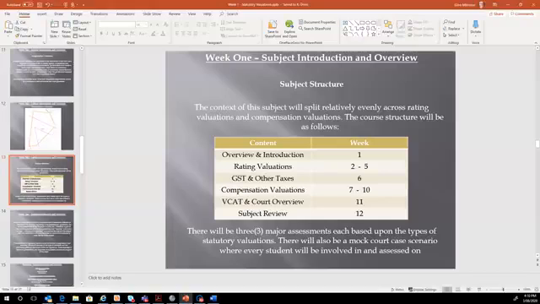As I said earlier, there'll be 3 major assessments. There will also be a mock court case scenario that every student will be involved in and assessed on. I'm just not sure how we're going to do that remotely, but let's keep that as a possibility. So I'll have more information on that as we move through this semester.